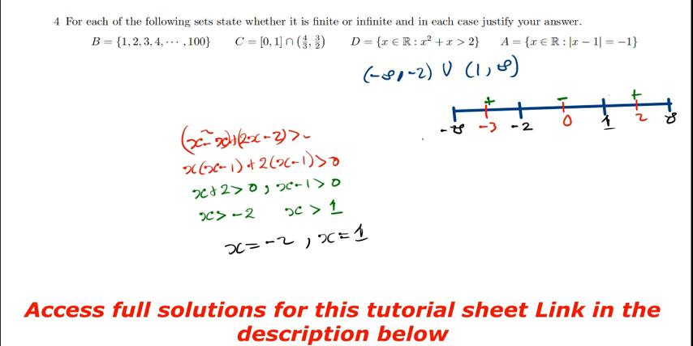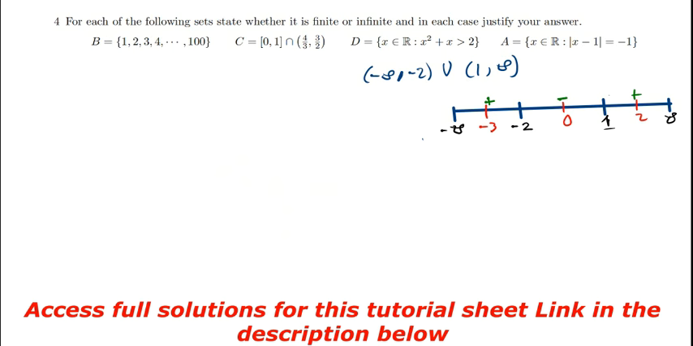Now that we have found that this function is going to be defined in these areas, we can state: is this set finite or infinite? Does it come to an end or not? Since we have got negative infinity and positive infinity, we can pick any number starting from 1 all the way to positive infinity. You can also pick a number starting from negative 2 all the way to negative infinity. So this simply means that this set is infinite.